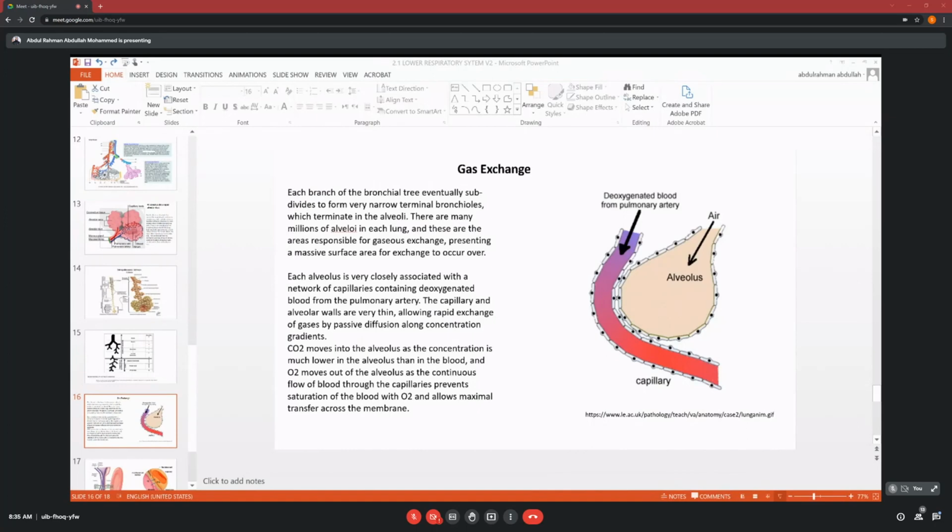Each alveolus has a network of capillaries which allows gas exchange, where the deoxygenated blood comes toward the lung to the level of the alveolus, where carbon dioxide goes out toward the alveoli and oxygen goes in. So now the question: this deoxygenated blood coming toward the alveolus, where is it coming from?